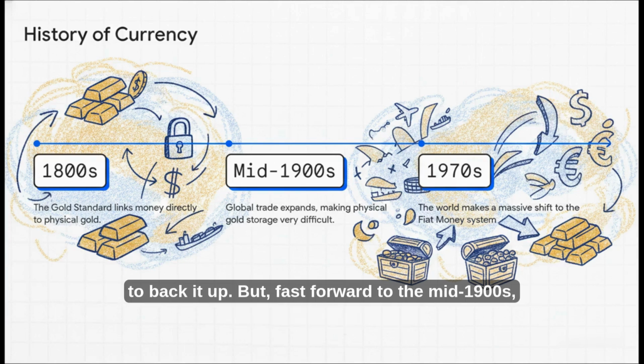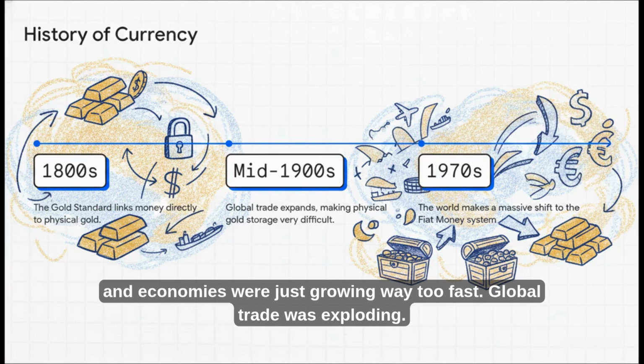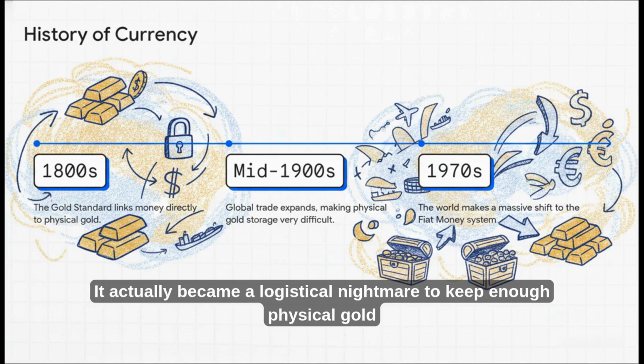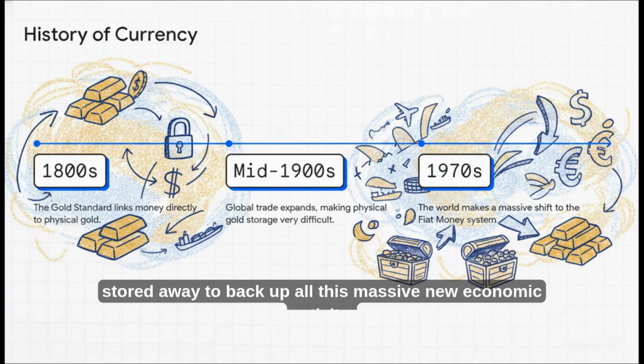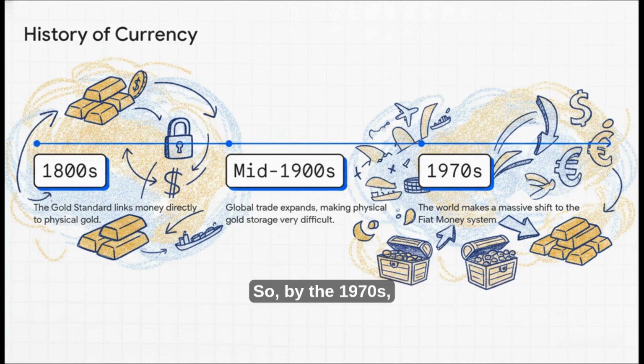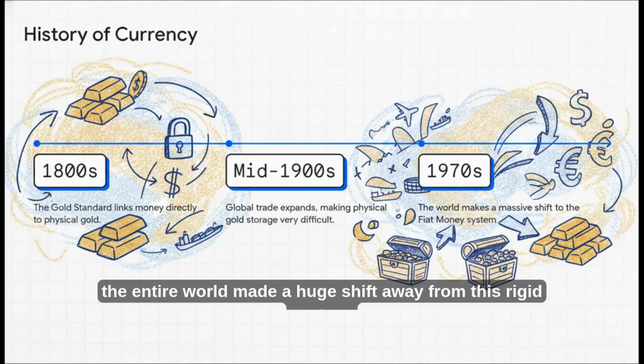But fast forward to the mid-1900s, and economies were just growing way too fast. Global trade was exploding. It actually became a logistical nightmare to keep enough physical gold stored away to back up all this massive new economic activity. So by the 1970s, the entire world made a huge shift away from this rigid system.